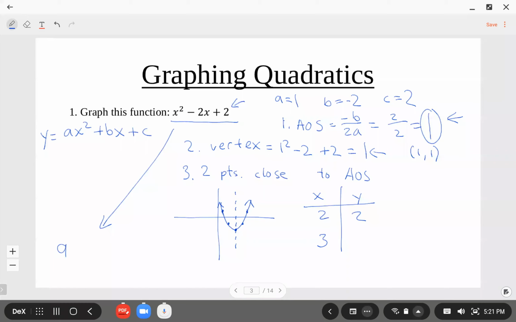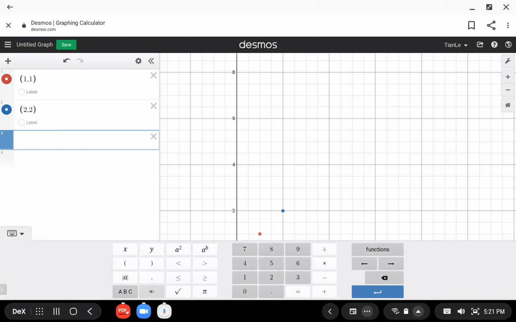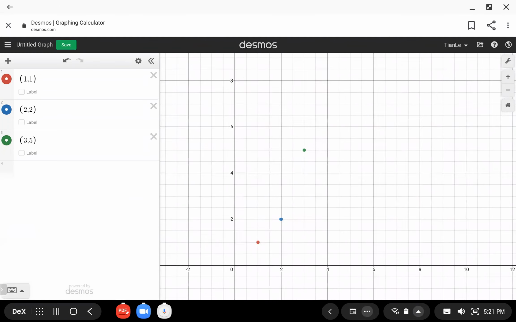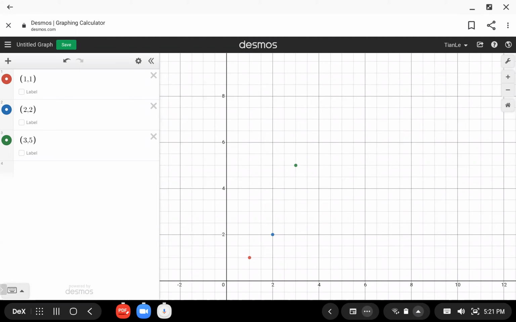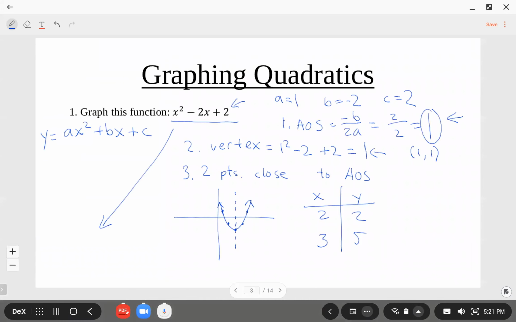Let's try it out. 9 minus 6 plus 2, that's going to be 5, okay? And let's graph that. And you guys can check my work. 3, 5. Okay, so our point's right here, and you can kind of see this is half of the parabola. So now let's actually graph our function x squared minus 2x plus 2.